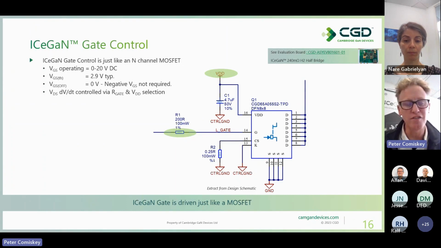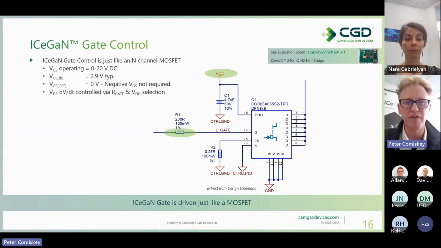Final point here is the ability to control the dv/dt or slew rate. So that is very easy, not unique to ICeGaN. You know, typically you would vary the gate resistor to adjust your dv/dt or switching time. That is exactly the same with our device. So even though we've added an interface to improve various aspects of GaN, we have preserved the ability to vary dv/dt, and I'll show some examples shortly.